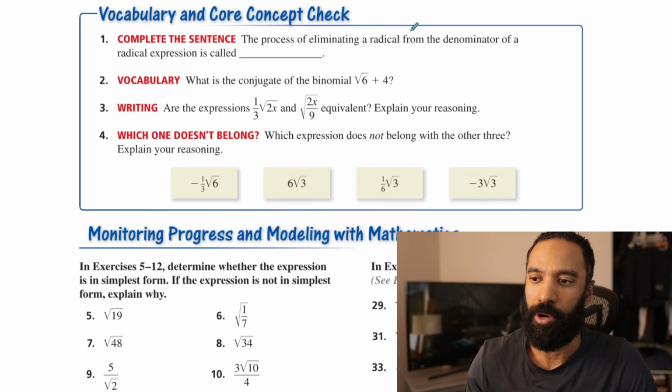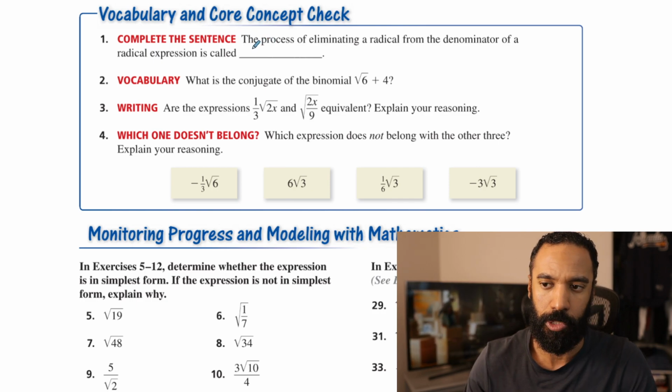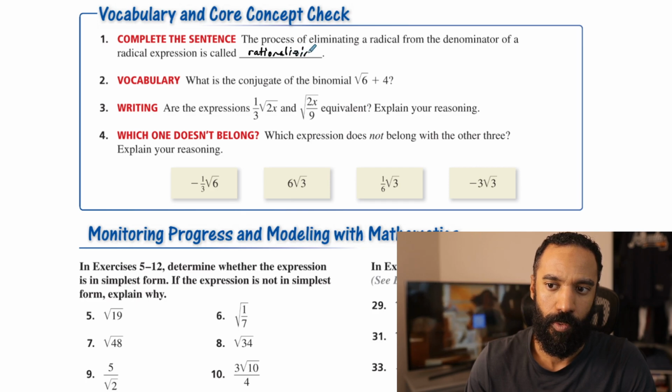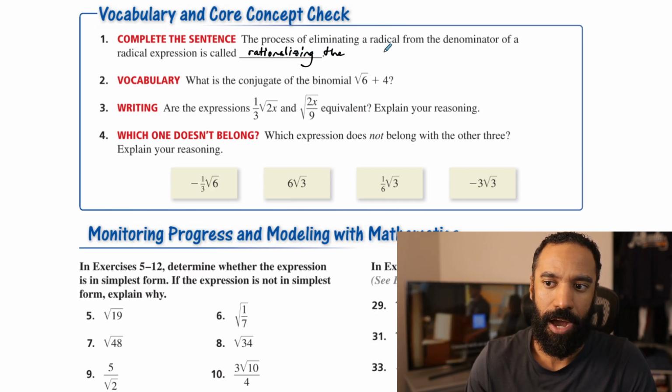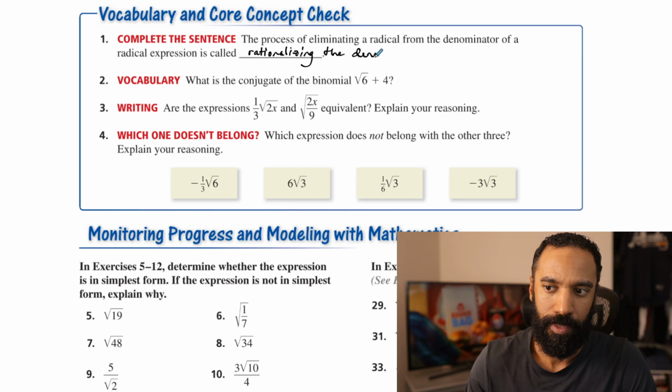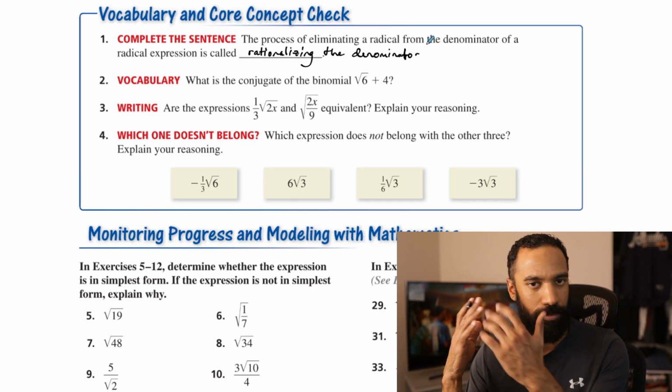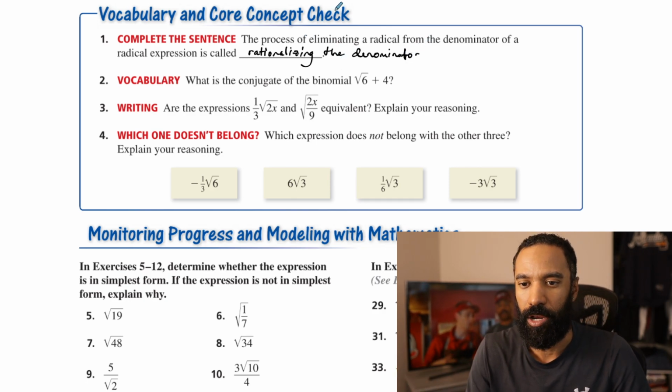The process of eliminating a radical from the denominator of a radical expression is called rationalizing the denominator. Now, that name makes a lot of sense because we have to make a rational number out of it. Irrational numbers are ones that have the radicals and stuff. We have to make it rational.